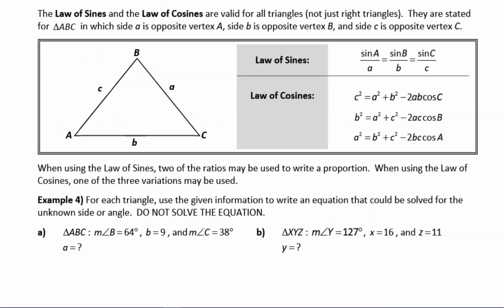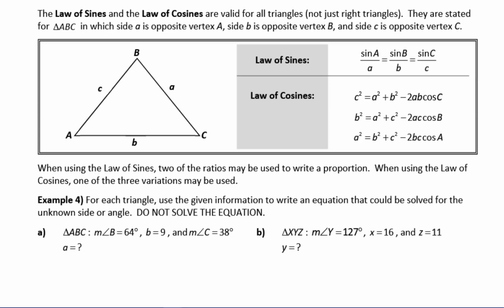All right, the law of sines and the law of cosines are two formulas that you could use for any triangle, not just right triangles. SOHCAHTOA is for right triangles. These are for any triangles. They're all stated for any triangle ABC for which side A is opposite vertex A, side B is opposite vertex B, and side C opposite vertex C. And that convention would follow no matter what letters are used to represent the vertices or the sides. Just remember that capital letters are vertices, lowercase letters are sides.